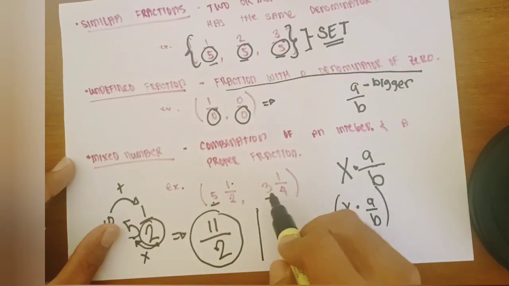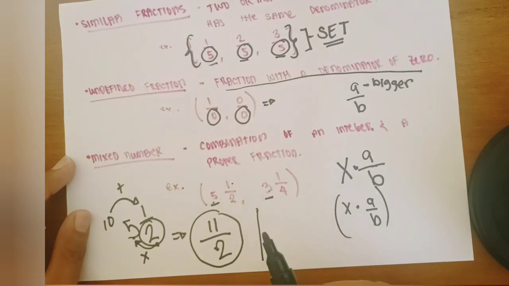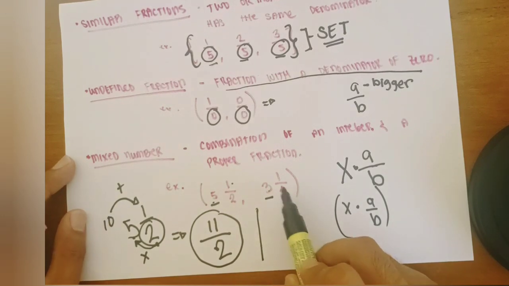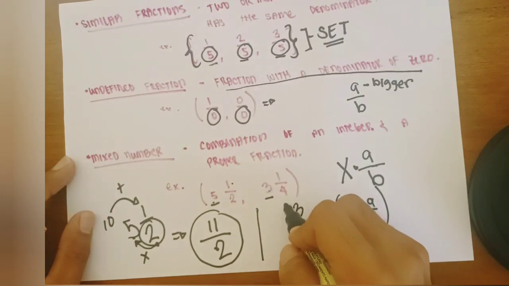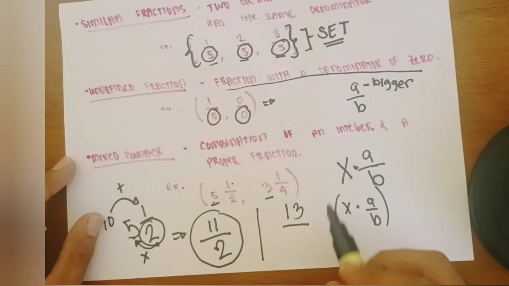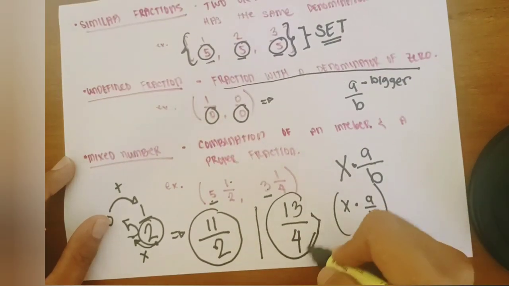Next is 3 and 1/4. So, to get the improper fraction, we multiply 4 and 3, which is 12. 12 plus 1, that's 13. So, 13 over denominator, just copy it, 4. That's your improper fraction.